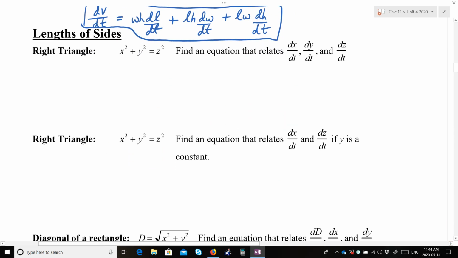In a right triangle, we can use Pythagoras. A squared plus B squared equals C squared. This is just another form: x squared plus y squared equals z squared. Find an equation that relates dx/dt, dy/dt, and dz/dt. So you just differentiate everything with respect to time. The derivative of x squared is 2x, and then dx/dt. The derivative of y squared is 2y, and then dy/dt, and the derivative of z squared is 2z times dz/dt.